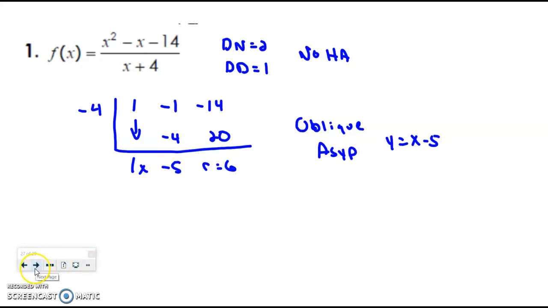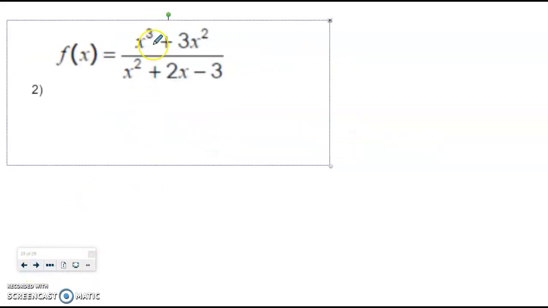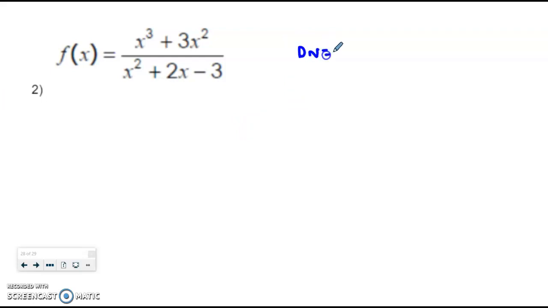So let's look at another example. Let's look at number 2. In this case, I have x cubed plus 3x squared divided by x squared plus 2x minus 3. The degree of my numerator is 3, and the degree of my denominator is 2. So there is no horizontal asymptote. What we're going to do is long division, because I can't use synthetic division to find the oblique asymptote.